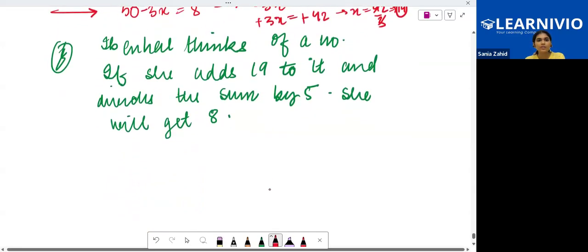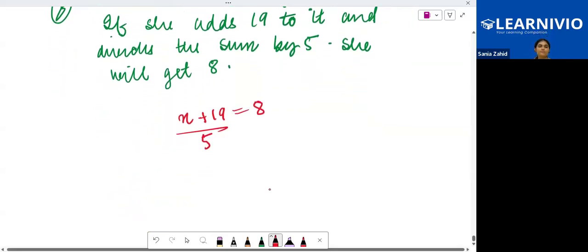We have, Ibn Hal thinks of a number; she adds 19 to it and divides this. So first of all, she has a number, so let the number be x. Then she's adding 19 to it, and then divides the sum by 5. So then she has to divide it by 5 and then she's getting 8. So is this the equation? Are you getting the same equation?